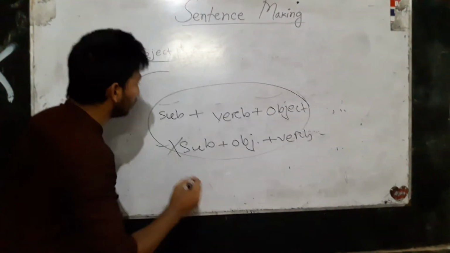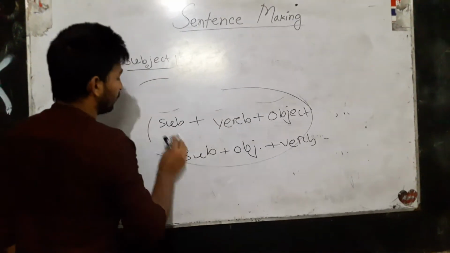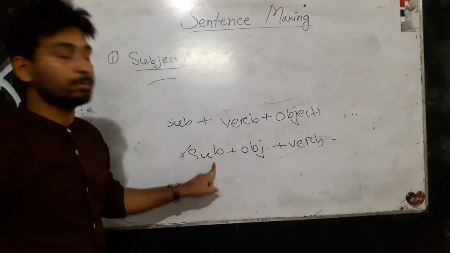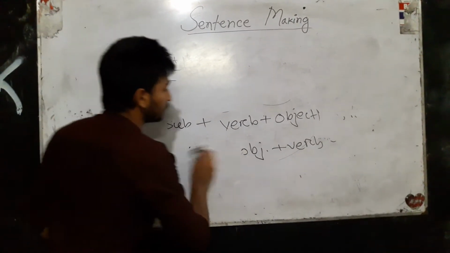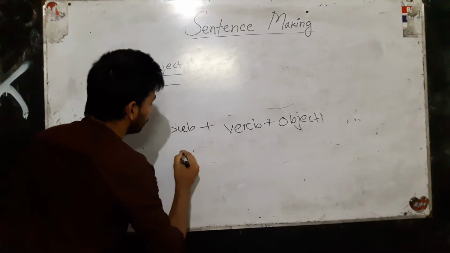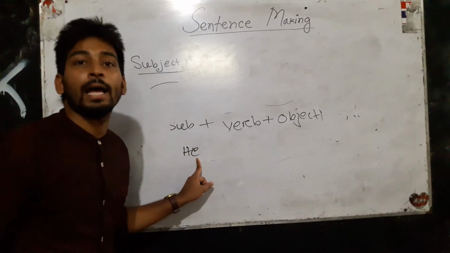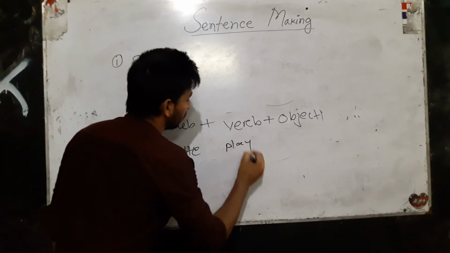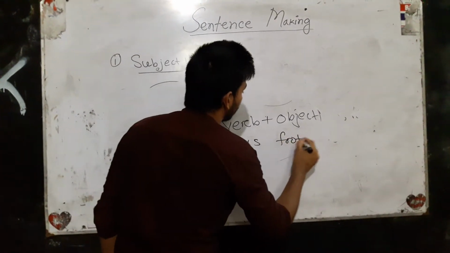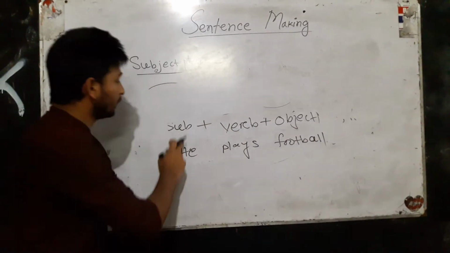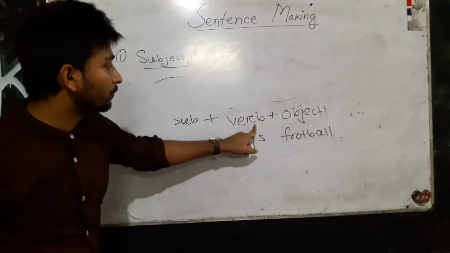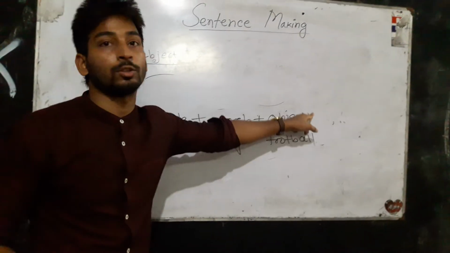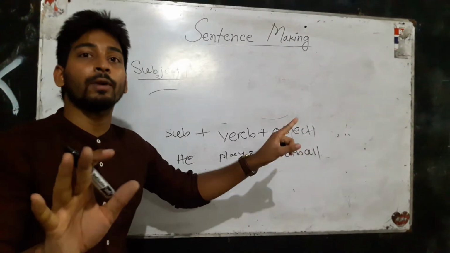Just like, I'm giving an example. It's incorrect, but this one is correct. I'm giving an example, just like that. It's a subject, but it's a pronoun. Okay? He plays football. Here he is the subject, plays is the verb, football is an object. So I have made a sentence by using this structure. Very easy, guys. I think you can do it.